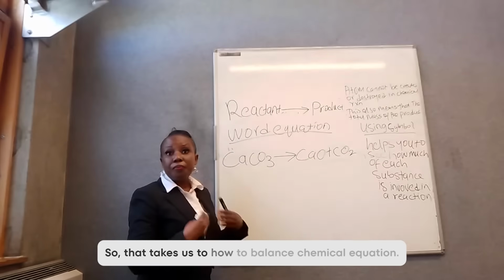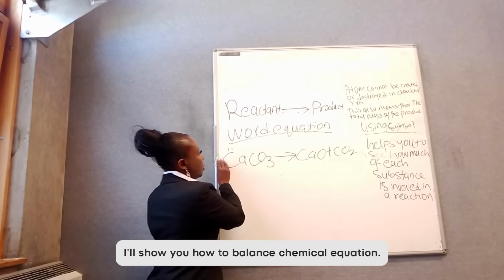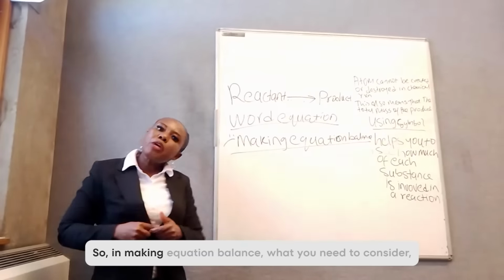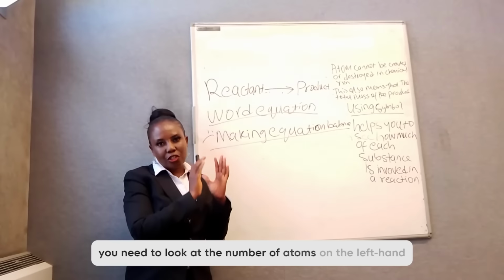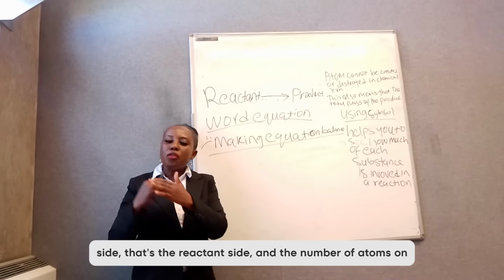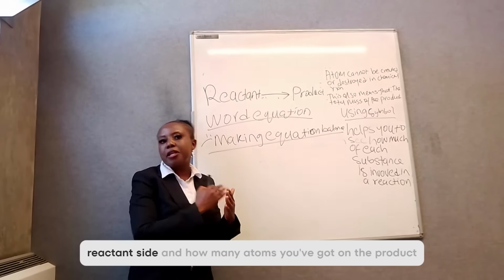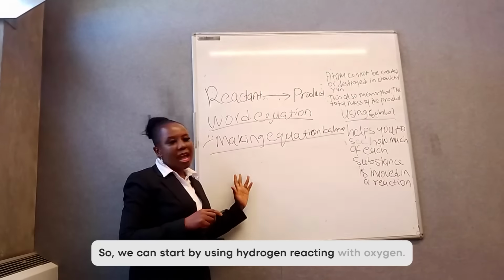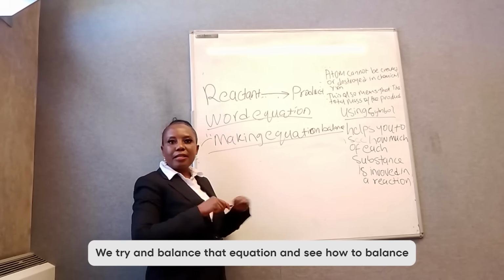So that takes us to how to balance a chemical equation. I'll show you how to balance a chemical equation. In making an equation balanced, you need to look at the number of atoms on the left-hand side, that's the reactant side, and the number of atoms on the product side. You try and count how many atoms you've got on the reactant side and how many on the product side. We can start by using hydrogen reacting with oxygen, and see how to balance that equation.